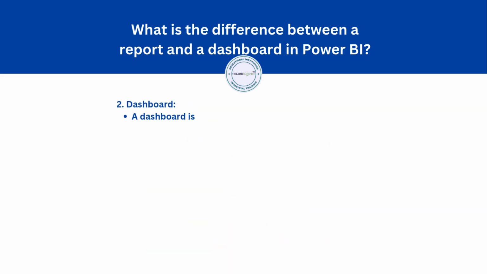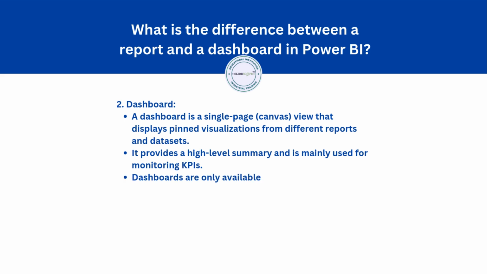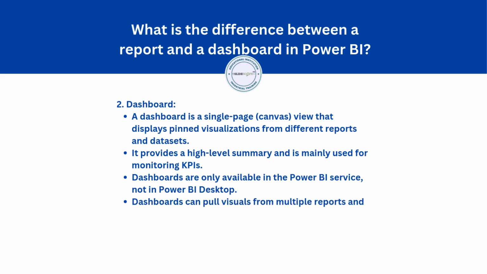2. Dashboard. A dashboard is a single-page, canvas view that displays pinned visualizations from different reports and datasets. It provides a high-level summary and is mainly used for monitoring KPIs. Dashboards are only available in the Power BI service, not in Power BI Desktop. Dashboards can pull visuals from multiple reports and datasets, unlike reports.